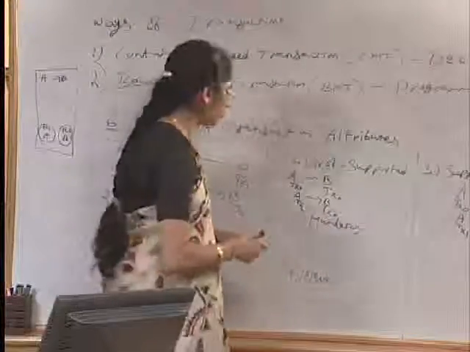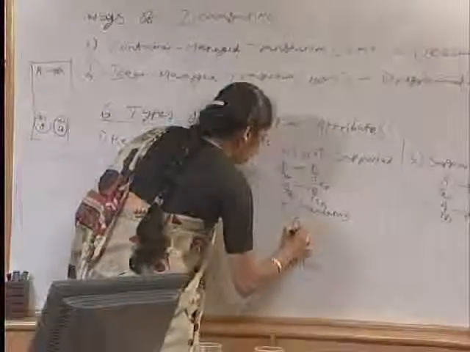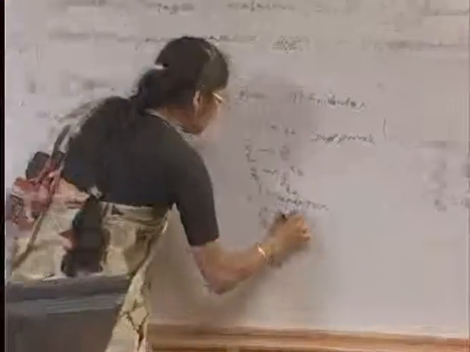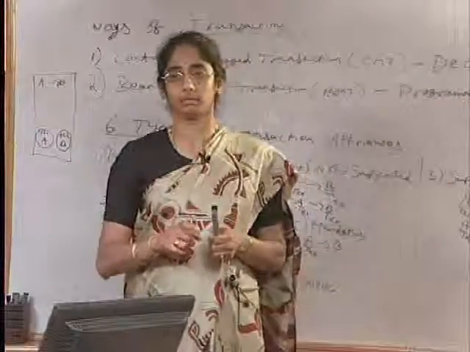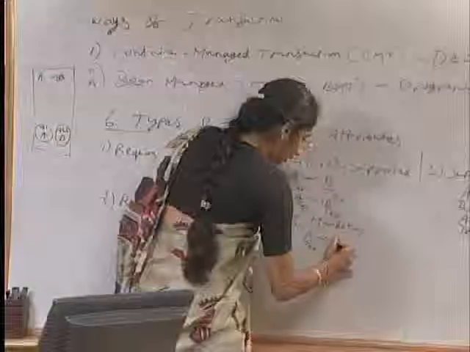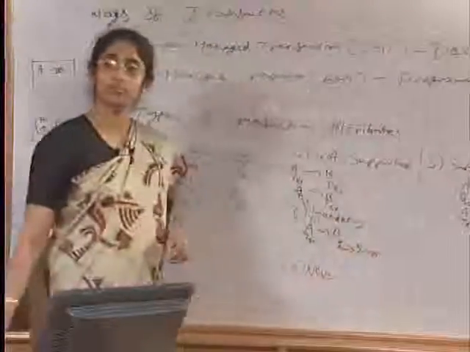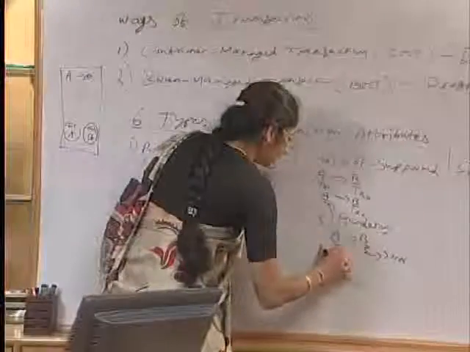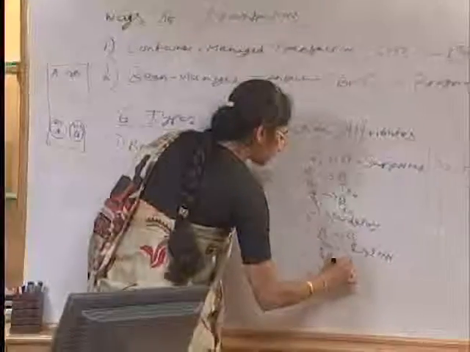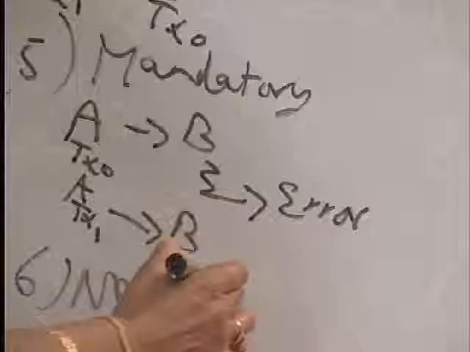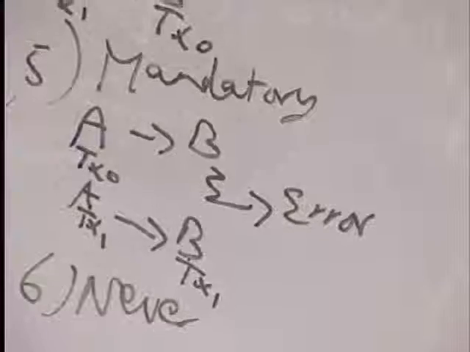Mandatory. If A is not under a transactional context and B says it's mandatory, it means it must get the transactional context. It will not create one if it is not there. So therefore, you get an exception. But if A is under a transactional context, calls B which is specified as mandatory, then B is also under the same transactional context.